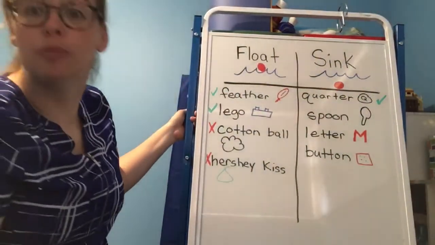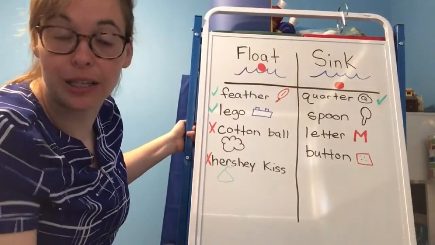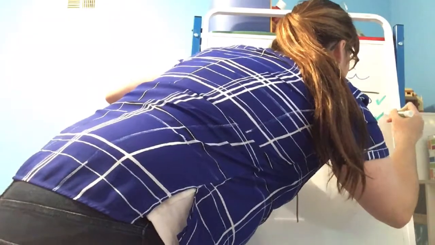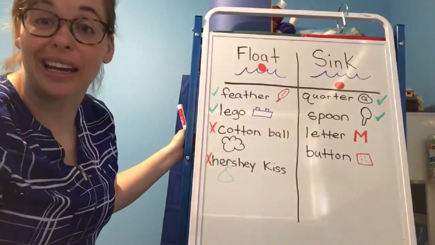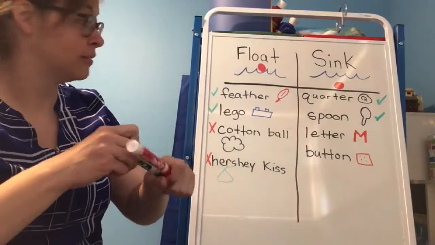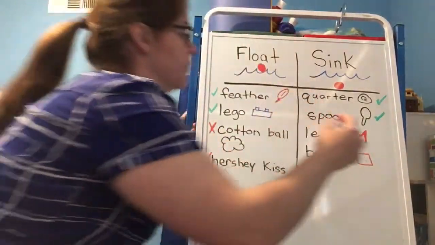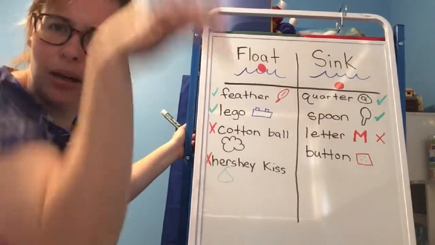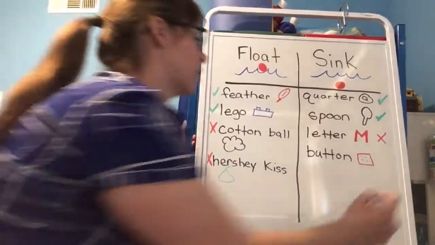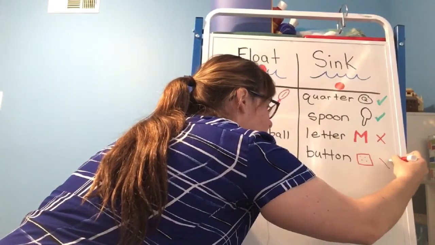We also said the spoon would sink, and it did. It went right down to the bottom and actually splashed. Now, I thought that letter M was kind of big. I thought it would sink, but it didn't. It stayed right at the top and floated. And that button, I thought that button would go down too, but it didn't. So we'll put an X there. That one floated.